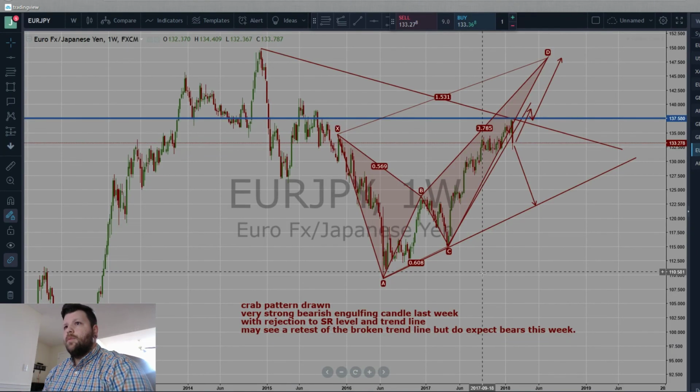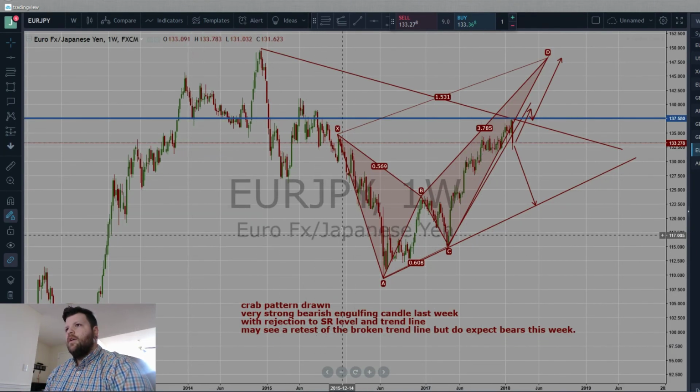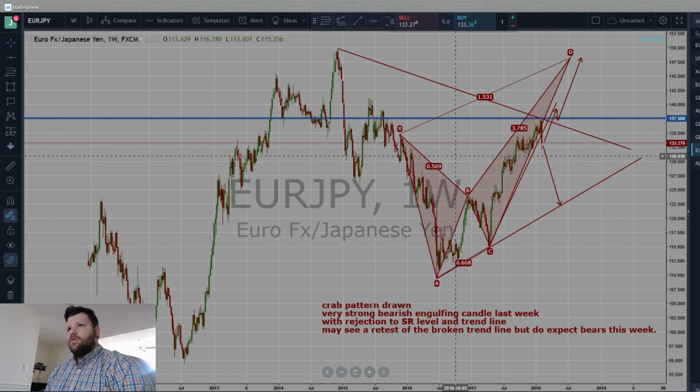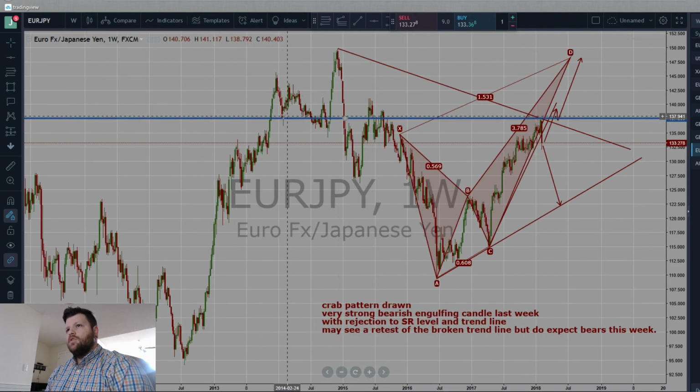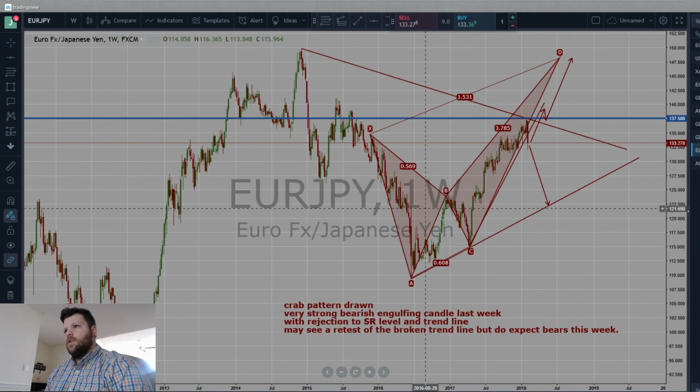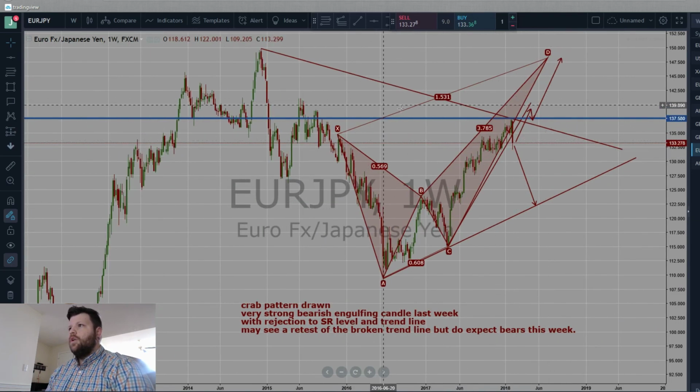Alrighty, next up is EurJpy. We do have a crab pattern that is drawn. You can see I drew this support and resistance level because of the multiple touches over here, and the 3 touches that are over here. So that is a strong support and resistance level.